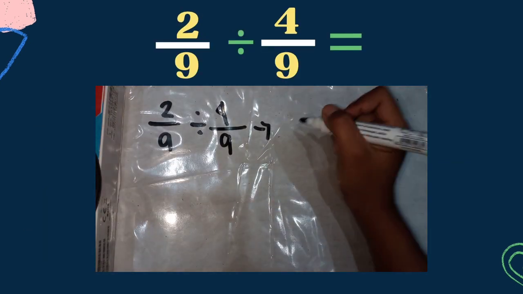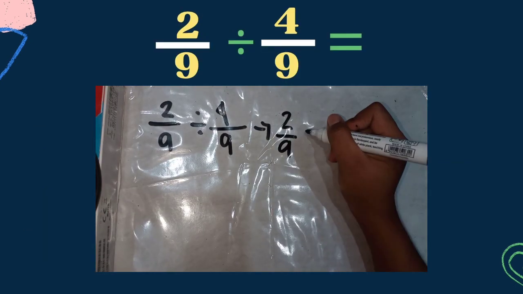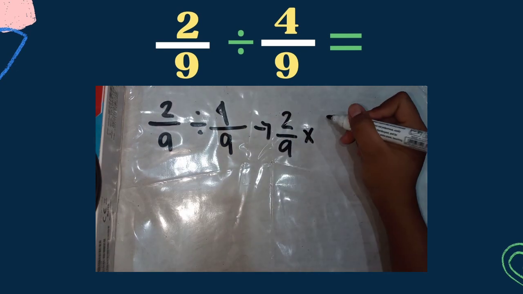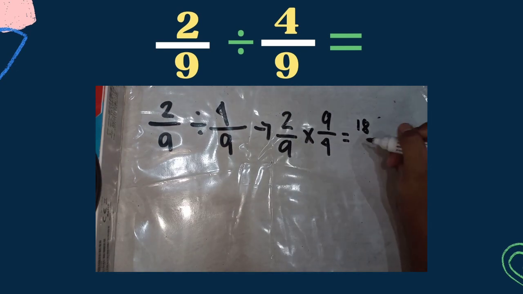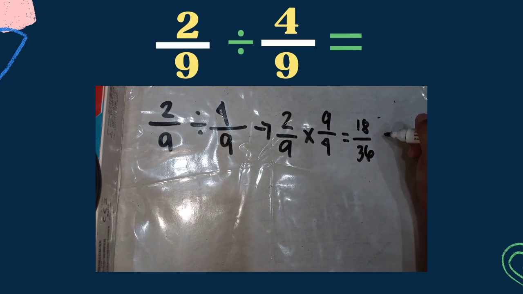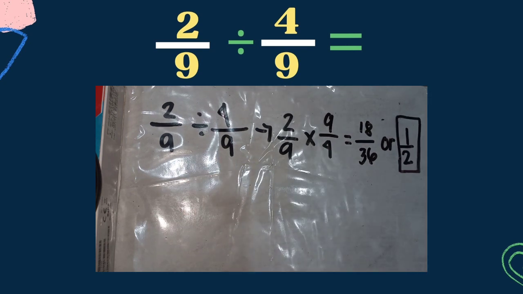Just like what we did earlier, copy the first fraction, which is 2 over 9, change the operation, and multiply. 2 times 9 is equal to 18, 9 times 4 is equal to 36, or 1/2. And that is our final answer.